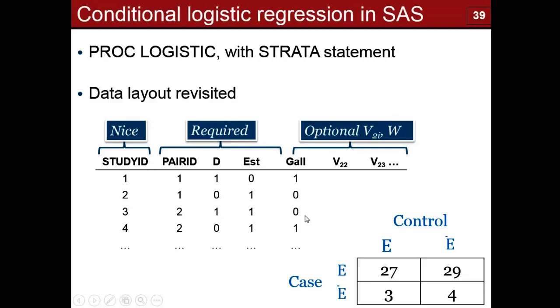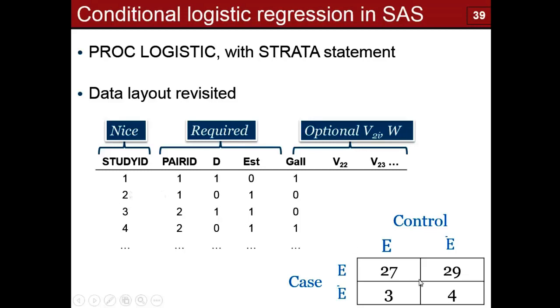And so the data layout, again, is going to look something like this. The required elements in your data are pair ID, or whatever identifies the strata, the case or disease status, and the exposure status. Then come all the other variables, the V2s and the W terms, and all the other data that you collected will hang out to the right over here. You should probably also have a study ID to keep track of individuals. If you don't do that, you're going to get really confused later. So please do that anyway in your data.